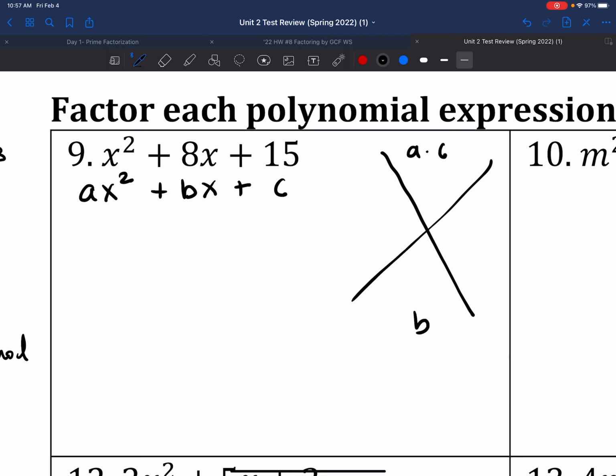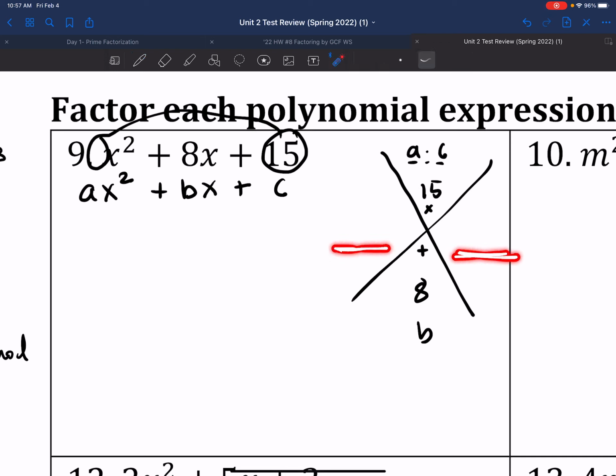And now I will go ahead and multiply. So I'm going to do 15 times 1, right? Because A times C, I'm only multiplying the coefficients. So 15 times 1 is going to be 15, and then the B for bottom, the coefficient is 8. So I write 8 here, okay? So I need to multiply here and then add there. When I'm looking for these numbers, I need to make sure that these numbers multiply and give me 15, and then those two same numbers are going to add up and give me 8.